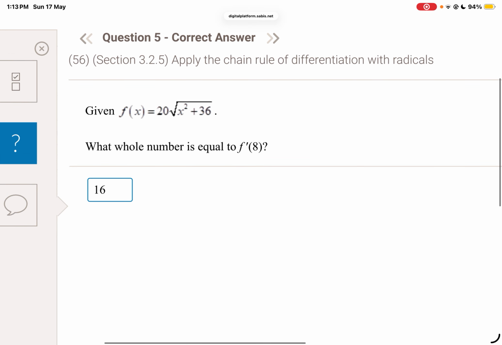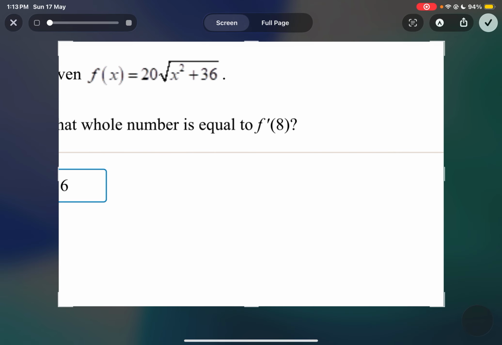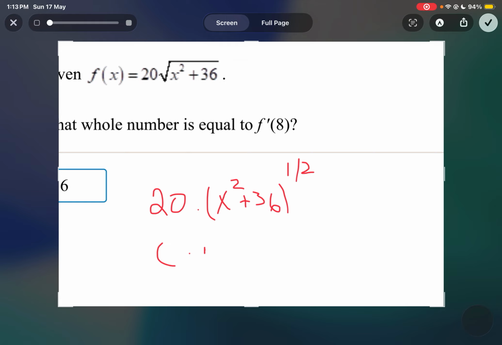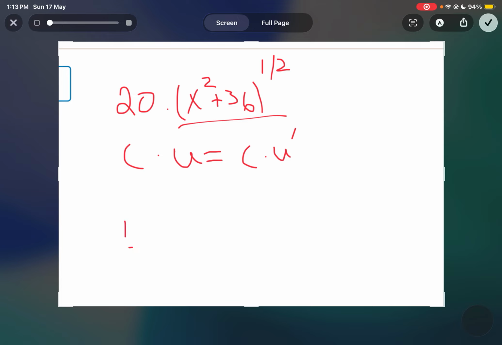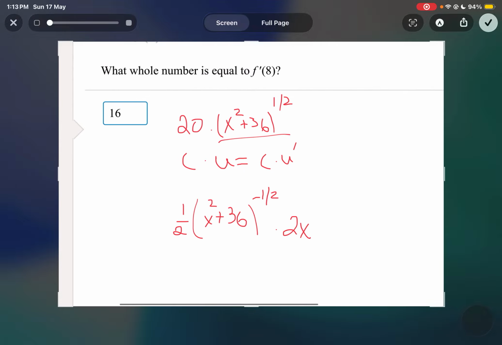Okay, here this is like from term 1. They gave us 20 times radical of this, which is x squared plus 36 all to the power of 1 over 2. And this is c times u, and the derivative of that is c times u prime. So you do the derivative of this. So it will be 1 over 2 times x squared plus 36 to the power of minus 1 over 2, because you subtract 1, times the derivative of that, which is 2x. Okay? And then times 20.